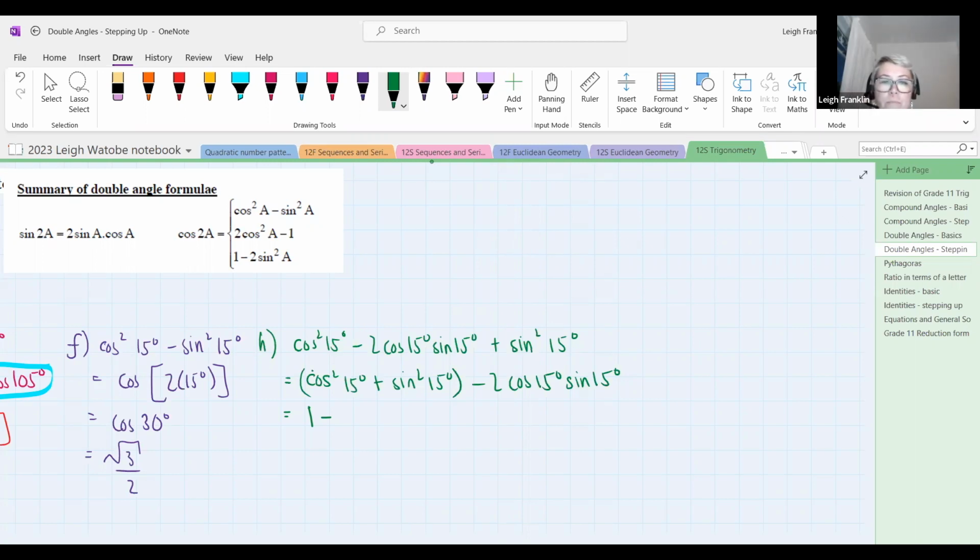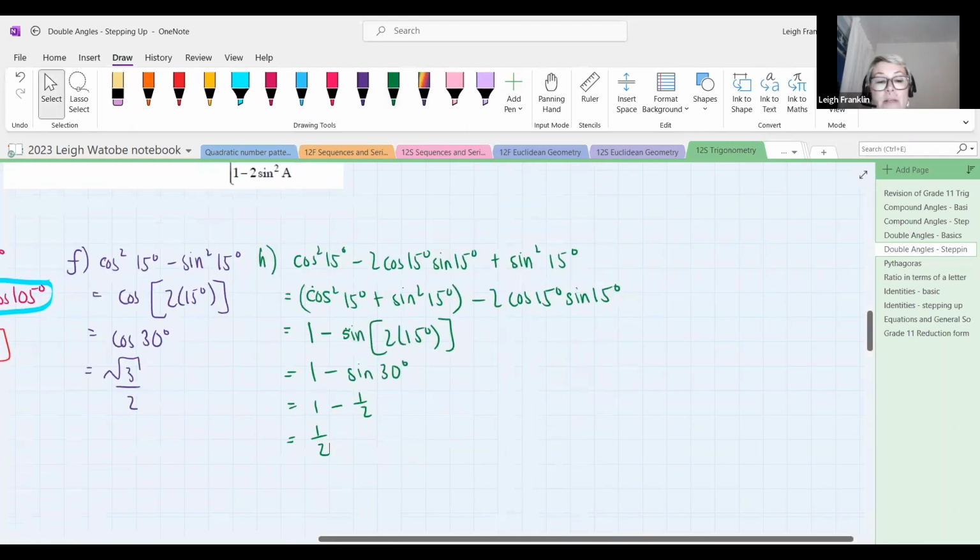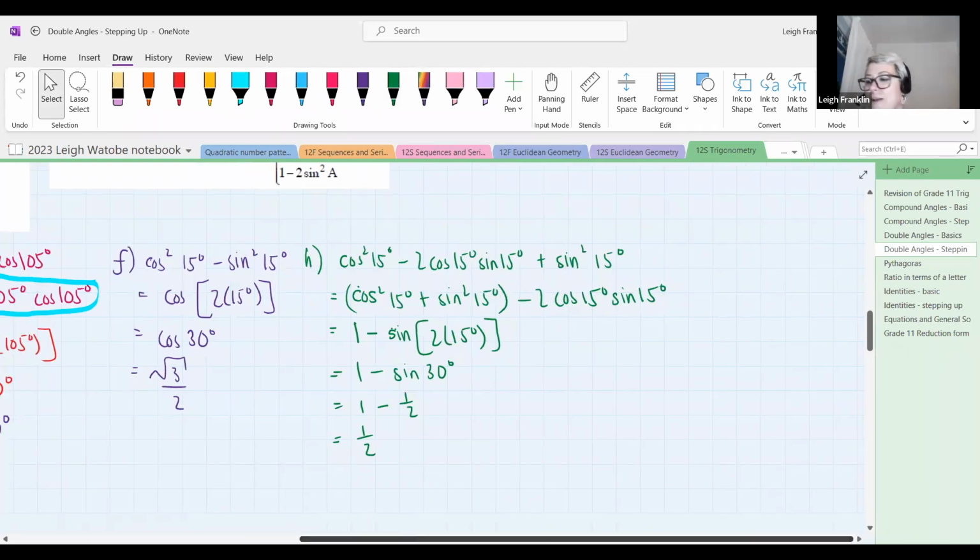I said 2 cos 15 sine 15 was equal to sine 2 times 15. There we go. And then it's going to give us 1 minus sine 30. Lovely. Keep going. And then it's going to be 1 minus half. Lovely. And then our answer is half. Beautiful. Well done. That was very, very well done. Good job. Excellent. Thank you. Well done, Kamogelo.